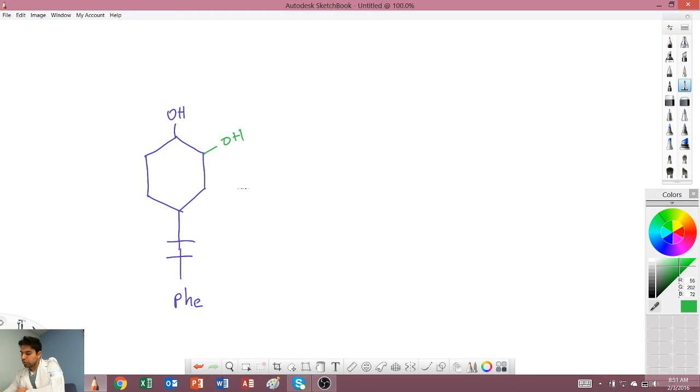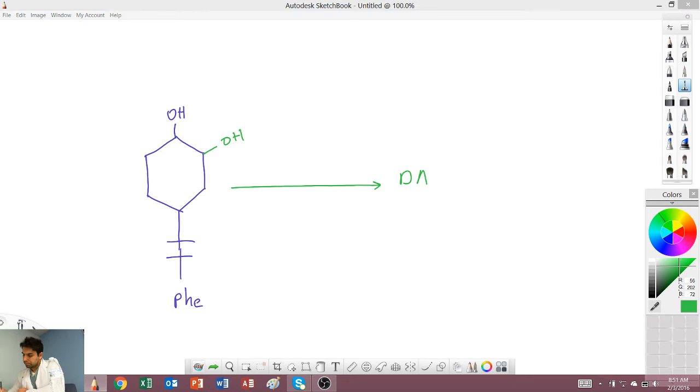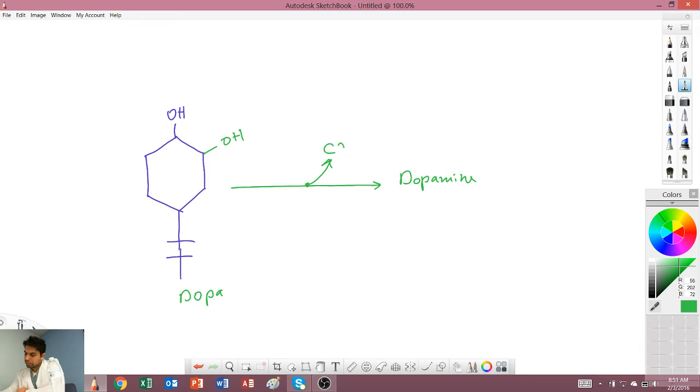DOPA could be converted to dopamine. If you decarboxylate DOPA, that means carbon dioxide is removed from this position. So the enzyme here should be DOPA decarboxylase, and that gives you dopamine. That's great. Not a problem.